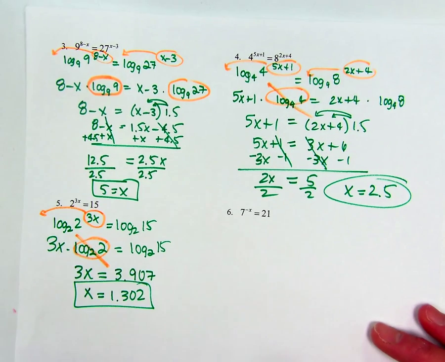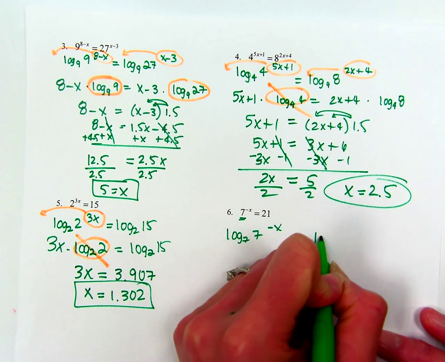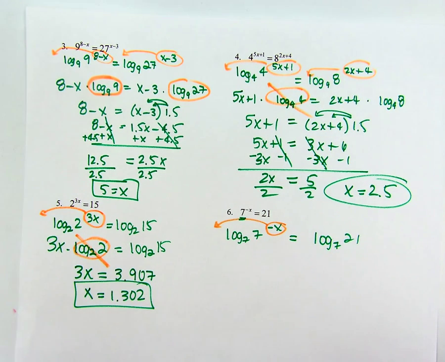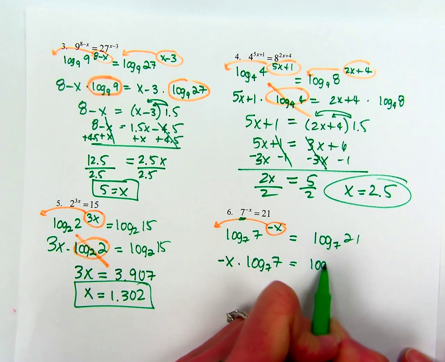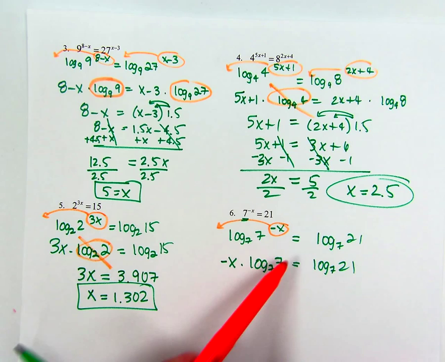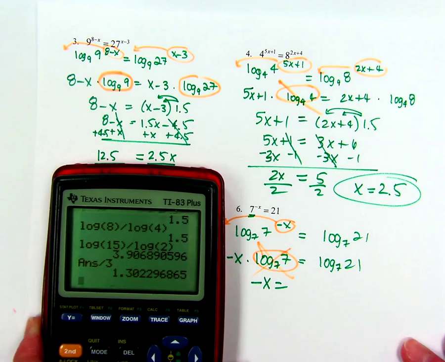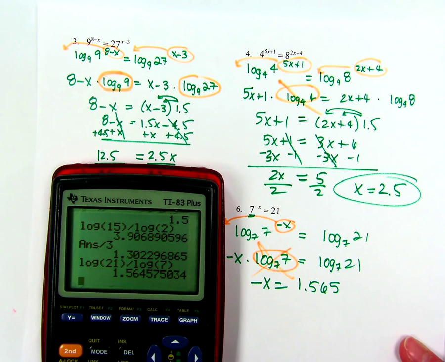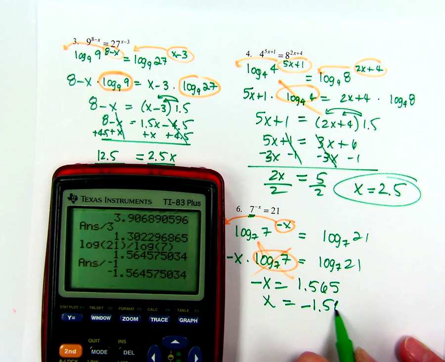Okay. This, my base is 7, so I know to take log base 7 of 7 to the negative x, log base 7 of 21. Anything that's an exponent moves out in front as a coefficient. So negative x times log base 7 of 7 equals log base 7 of 21. This part is equal to 1, so that disappears. So I get negative x equals, and then I need to do log of 21 divided by log of 7, which is 1.565, and then make sure you divide by negative 1. So I get negative 1.565.